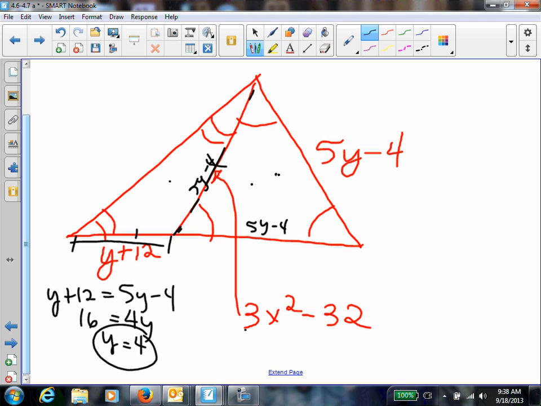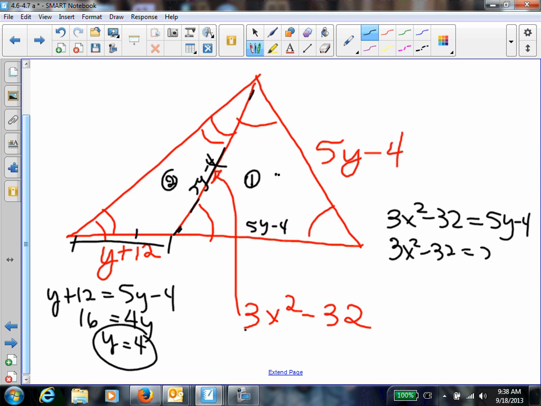Well, then we can go back to the first triangle and say, well, gosh, that means 3x squared minus 32 is equal to 5y minus 4, but y is 4, so 3x squared minus 32 is equal to 20 minus 4. 3x squared minus 32 is equal to 16. I'm just doing some math here. 3x squared is equal to, what is that, 48.